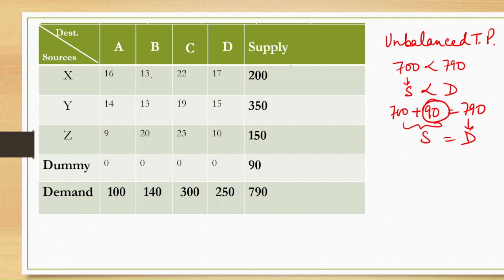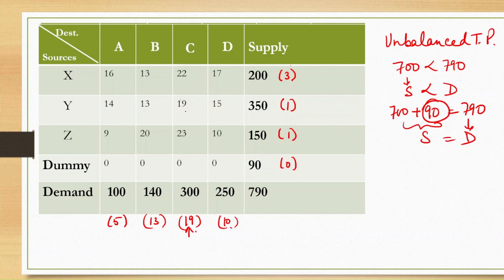13 is the lowest, 16 second lowest, so that's coming out to be 3. Here it is 1, 14 minus 13, 10 minus 9, 0 minus 0, and this is 14 minus 9, so that's 5. 13 minus 0, then 19 minus 0, and lastly 10 minus 0. So here we can see this is the largest penalty that we have.